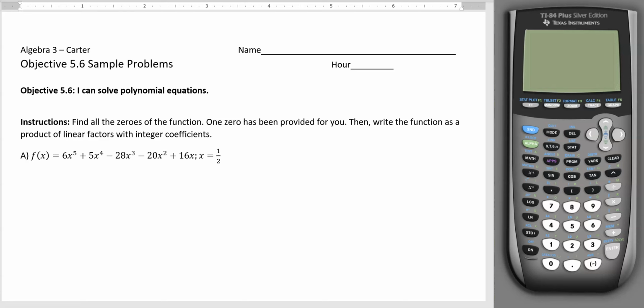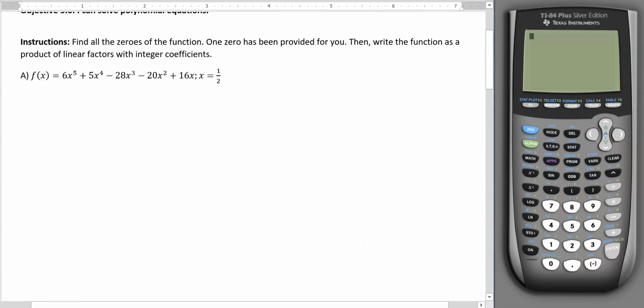Hello, and welcome to our Objective 5.6 sample problems, where we're going to practice solving polynomial equations. So let's dive right in. This first problem is a polynomial equation, and they actually give us a zero. So let's start by graphing this, kind of look at what we got here.